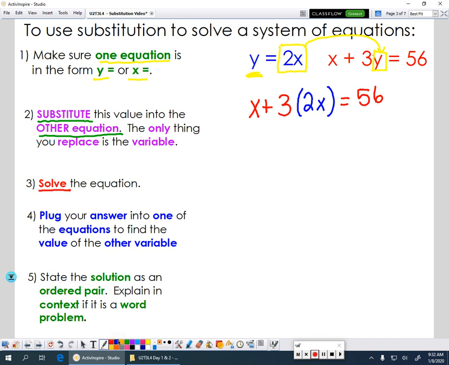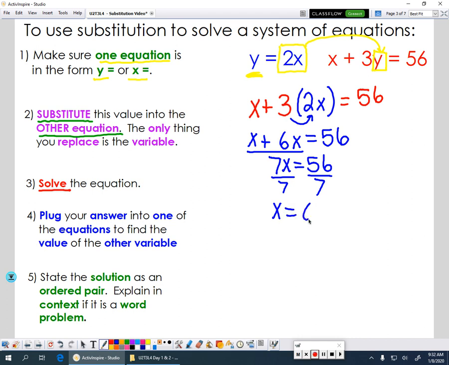Now step 3 says solve the equation. We're going to use the distributive property, so I'm going to have x plus 6x equals 56. Then I'm just going to continue solving. x plus 6x gives me 7x equals 56. Divide by 7. I get x equals 8.